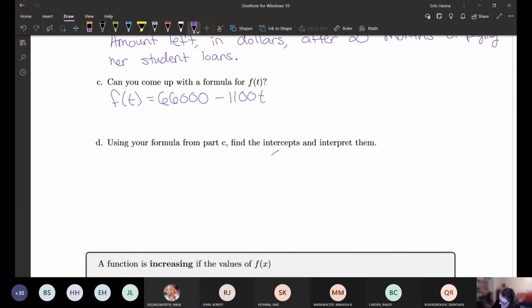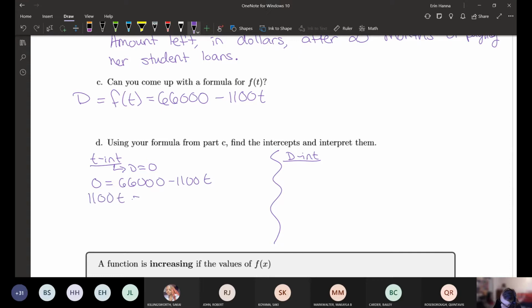I'm going to go slightly quicker because you should have already had some time to try it, but as always, if you need to stop me, please do so. This was technically a D value in the given question, so I'm going to call it the D-intercept. Remember, whenever you're finding an intercept, you essentially let the other value in the equation be 0. So we're going to let 0 be put in for D for the T-intercept. Add the 1,100 over to the other side. Divide both sides by the 1,100, and you will get 60.